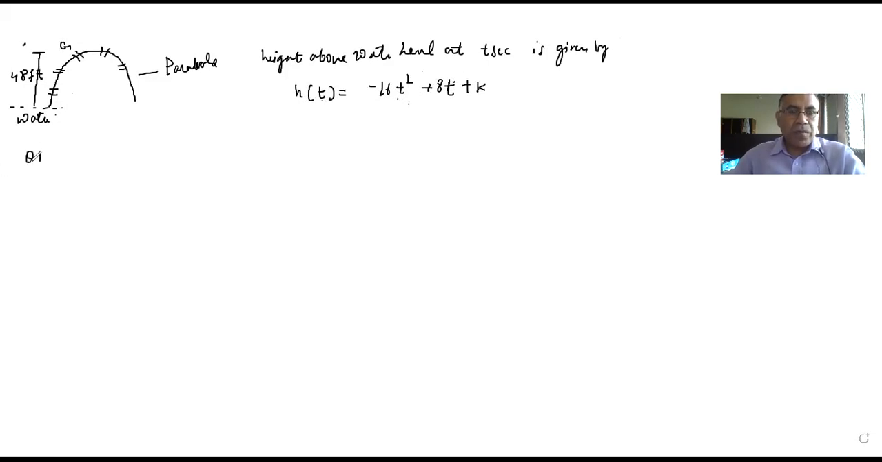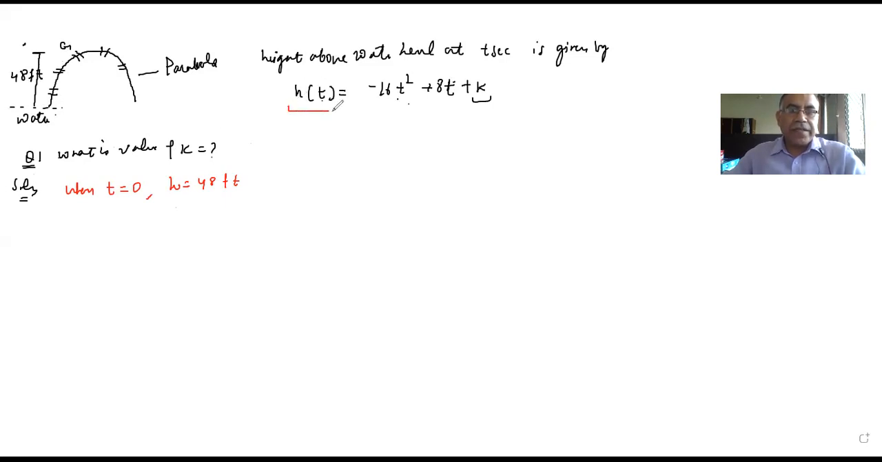Now, question number 1. What is the value of k? इस k की वैल्यू मेरे को ढूंढनी है. अब देखिए, in the beginning the height of the girl is 48. So what I will say, when time is equal to 0, height of the girl is 48 feet. Okay, because in the beginning when you saw the girl, she is at a height of 48. At that time the time was 0.